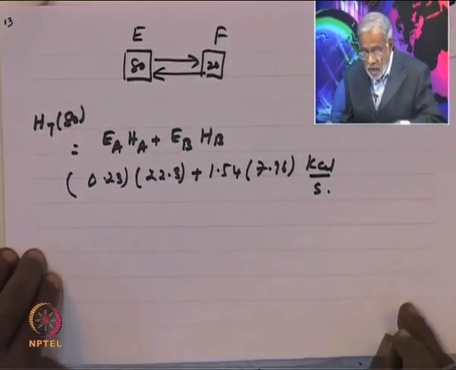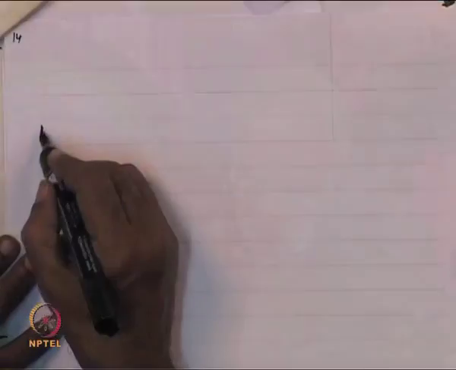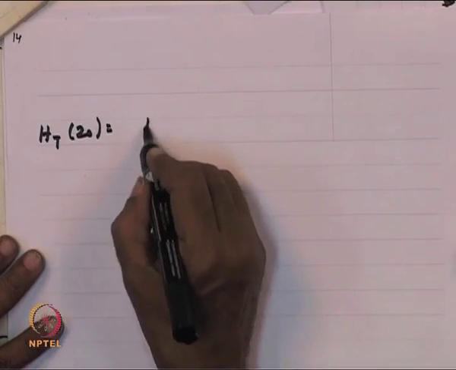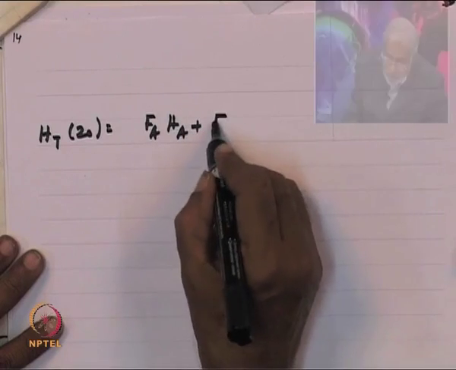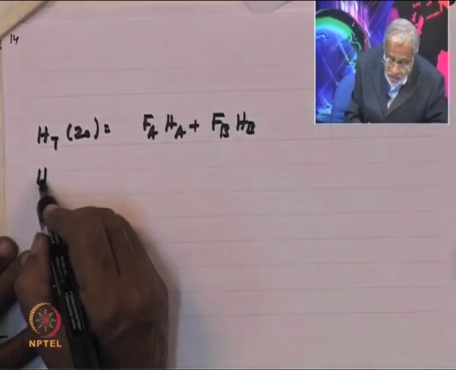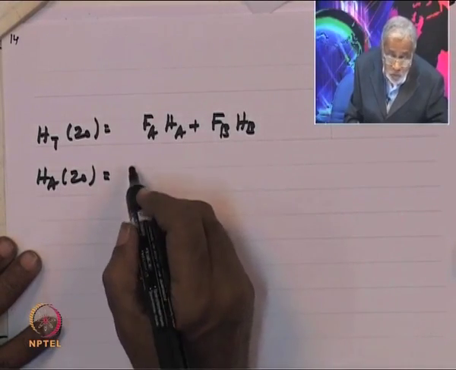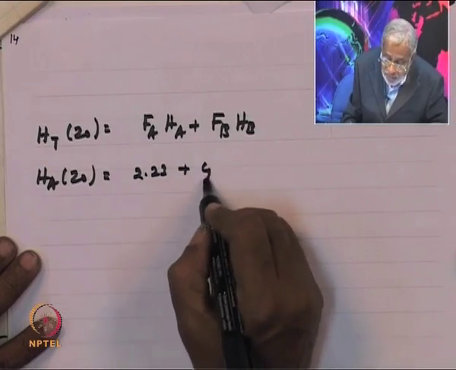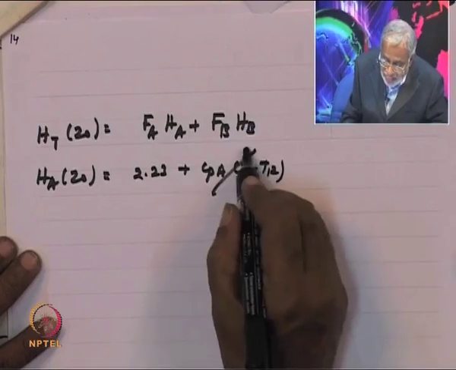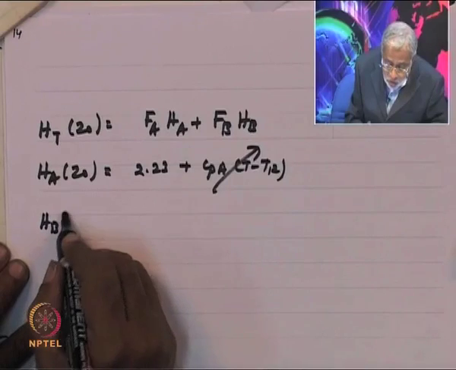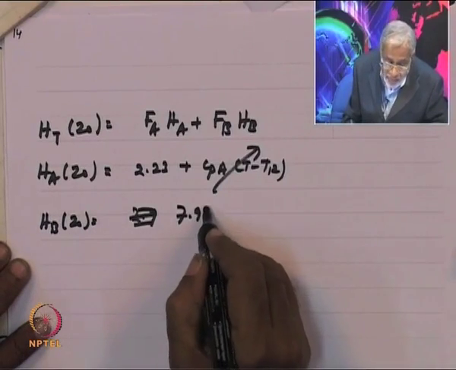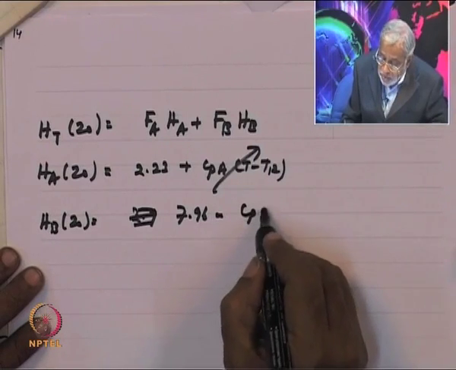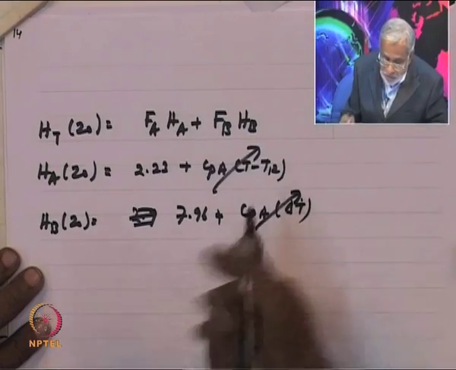So, we want to do the same thing at 20, we repeat that at 20. So, we calculate the energy associated with the streams that are leaving. So, the total amount of energy at environment at 20 is F A H A plus F B H B, this we know. Okay. So, H A at 20, we have to calculate, that is equal to 2.23 plus that Cp term, Cp T minus Tr, which we will neglect. And similarly, we have Hb at 20 equal to 7.96, minus that delta T term we will neglect. So, it is 7.96.